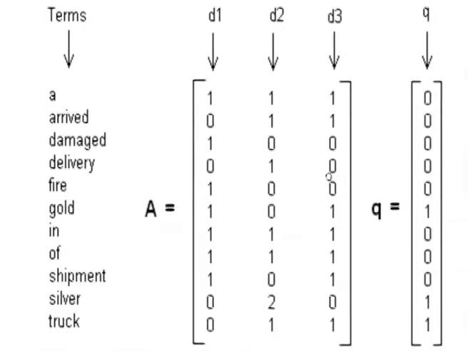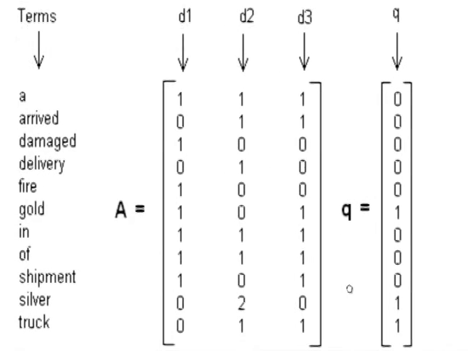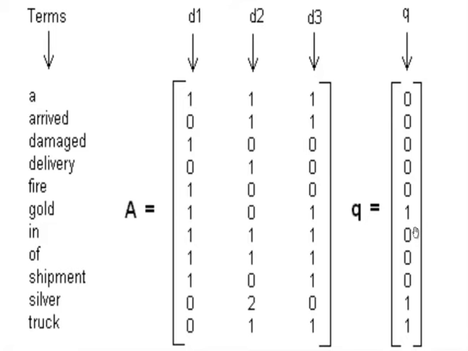Now, what we are going to do is represent the given query, gold, silver, truck, and identify from the given matrix A what are the documents that are relevant to the given query Q. The given query Q is also represented as a vector of terms. There we find the term gold occurring once, silver occurring once and the term truck occurring once, which forms the query. The rest of the elements will be filled with zeros.